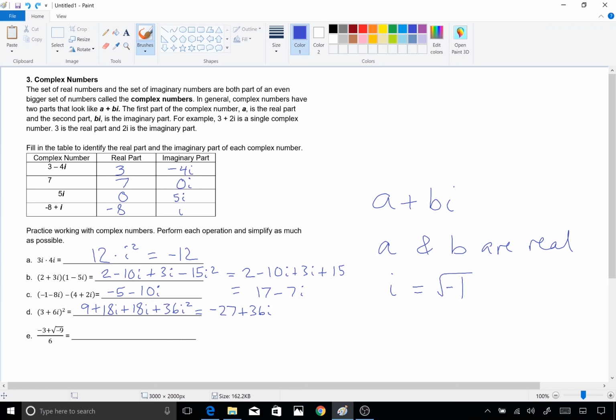Negative 3 plus the square root of negative 9 divided by 6. Now, we'll see stuff that looks like this when we do the quadratic formula. Notice that negative 9 is 3i squared, but it can also be negative 3i squared. The square root of negative 9 can either be 3i or negative 3i. I'll write this as negative 3 plus or minus 3i divided by 6. We can factor out 3. This simplifies to negative 1 plus or minus i divided by 2.